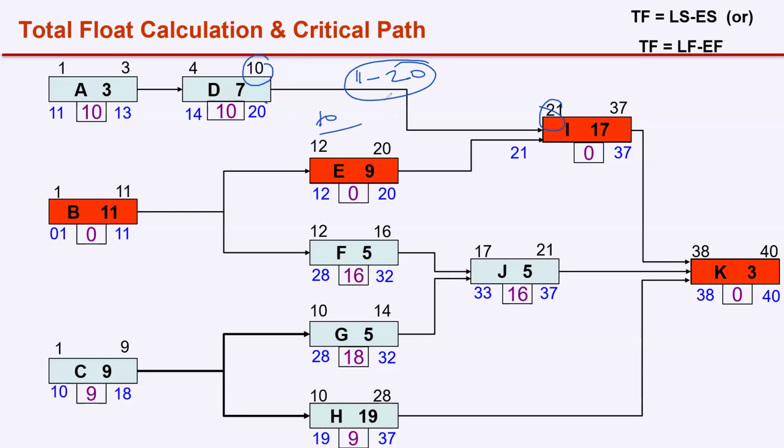If you understood the concept, question: what is the total float of activity G? 18 days. Type in the chat box, what will be the free float of activity G? How many free days do you have for activity G? Free float of G. Type in the chat box.